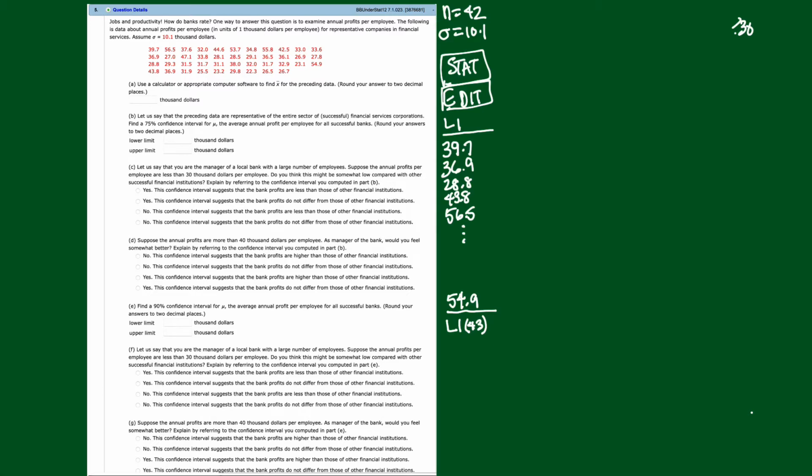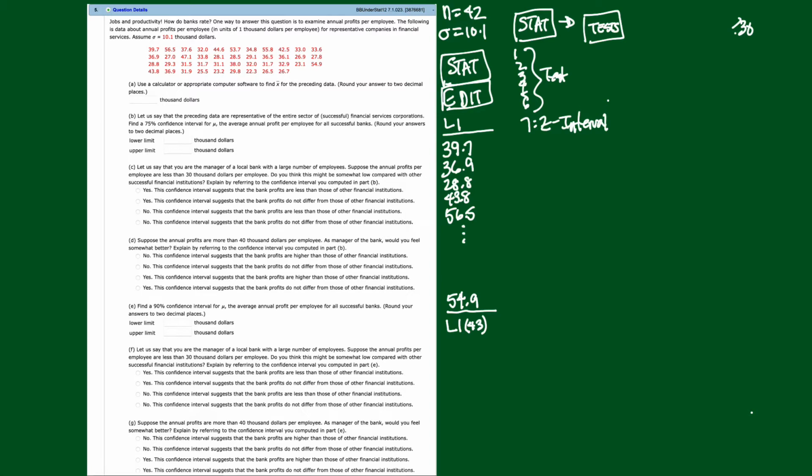So press the stat key, and then go over to tests. When you go over to tests, a bunch of things come up: 1, 2, 3, 4, 5, 6. Now these actually all say tests. We're not doing tests, we're doing intervals. So you want to start here at number 7. And number 7 is a Z interval.